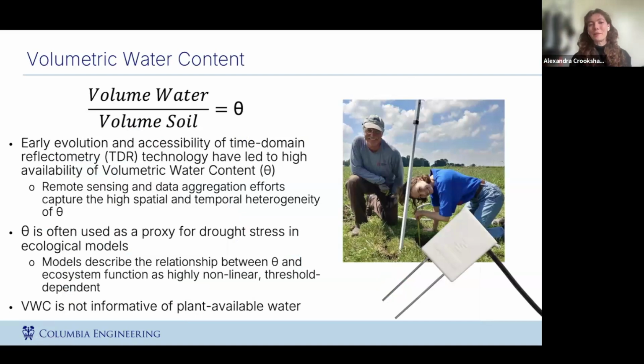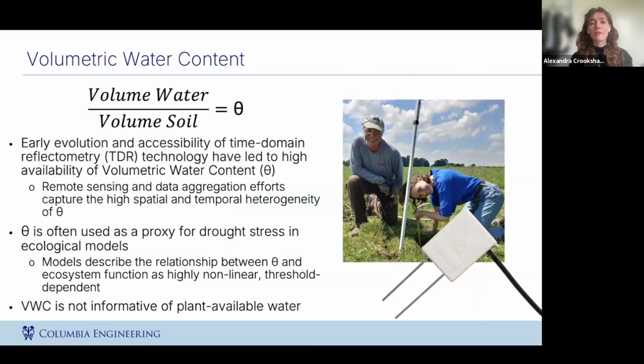So, as sensor people, I'm sure you are very familiar with volumetric water content, but if you are not, volumetric water content refers to just the volume of soil that is occupied by water. It's usually a simple percent measurement. And measurements of volumetric water content are incredibly popular.